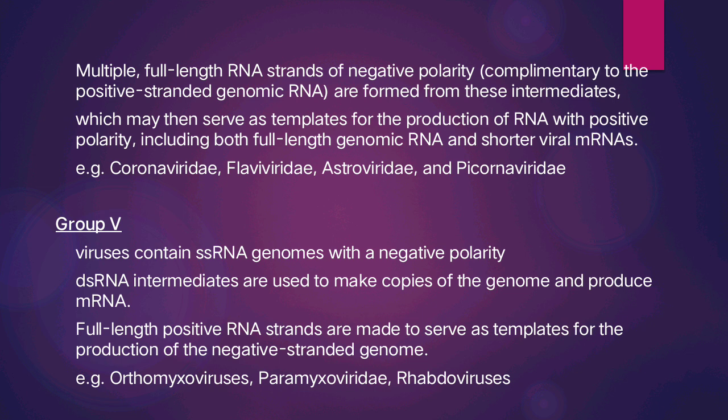picornaviridae. Group 5: viruses contain ssRNA genome with a negative polarity. dsRNA intermediates are used to make copies of their genome and produce mRNA. Full-length positive RNA strands are made to serve as templates for the production of negative stranded genome. Example: orthomyxoviridae, paramyxoviridae, rhabdoviruses.